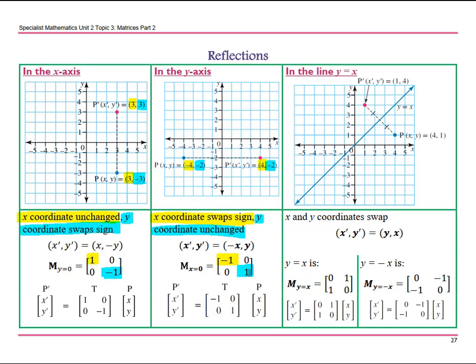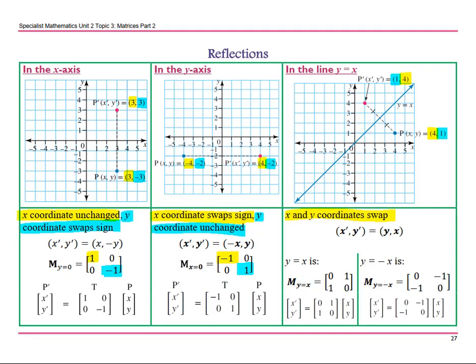Now let's think about the line y equals x. If you look at the example I've got here, our x coordinates and our y coordinates swap. So when x was 4 for our pre-image and y was 1, in our image our x is now 1 and our y is 4. So our x and y coordinates swap. So the image of x is y and the image of y is x.